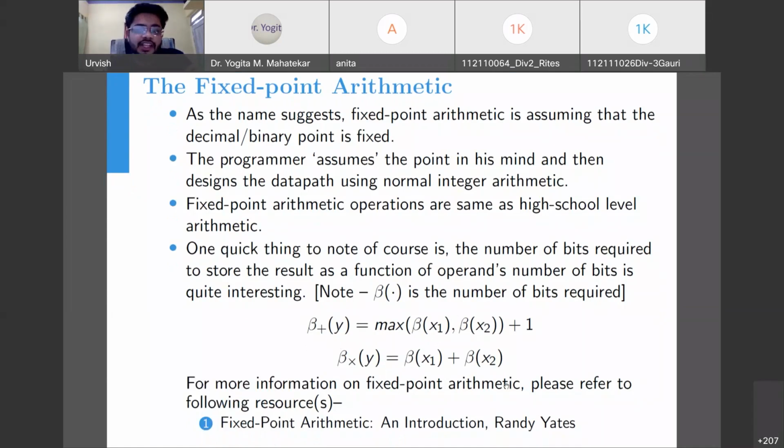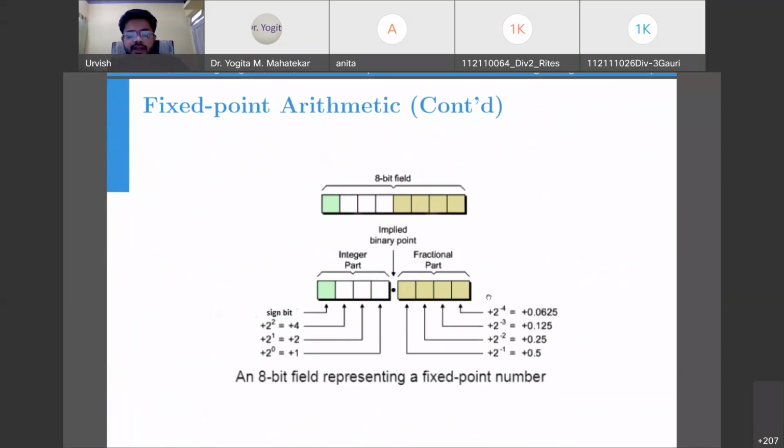Okay, but for division, it changes. For division, I point you to this interesting resource, which is Fixed Point Arithmetic: An Introduction, a quite detailed review paper by Randy Yates. This was the guy who actually designed Motorola processors. These days he hosts a website called Digital Signal Labs, quite an interesting website. People who are interested to study digital signal processing, I encourage you to visit this paper and his website in general. Okay, moving ahead. This I already explained.